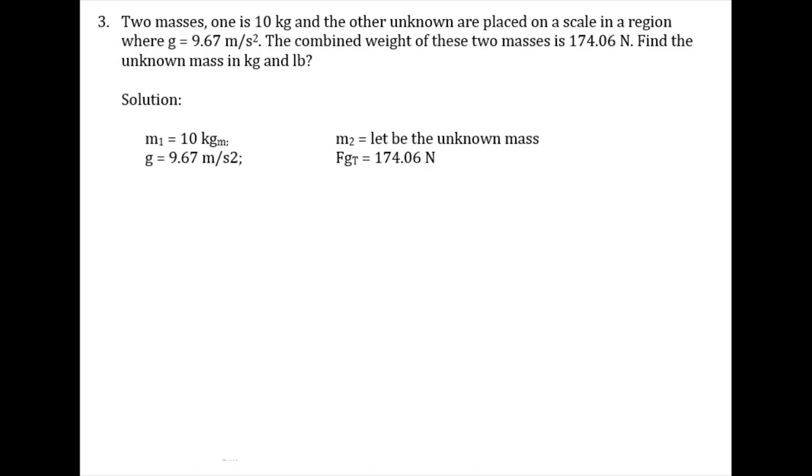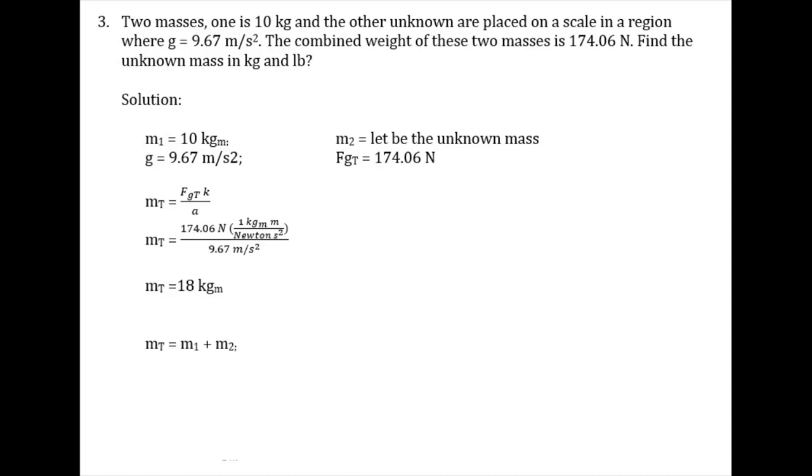Exercise number 3. Two masses, one is 10 kilograms and the other unknown, are placed on a scale in a region where g equals 9.67 meter per second squared. The combined weight of these two masses is 174.06 Newton. Find the unknown mass in kilograms and pound. Writing the given data. Solving first the total mass, thus we have 18 kilograms mass.